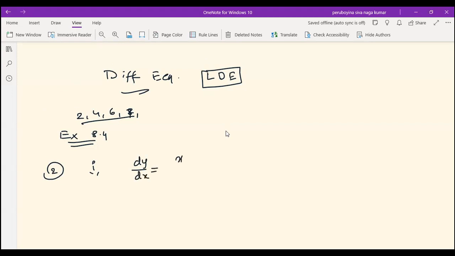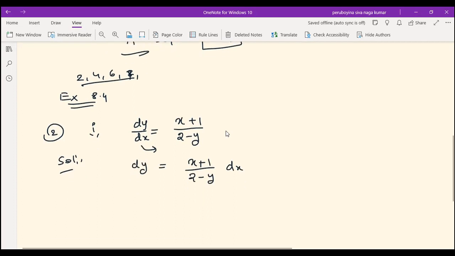dy/dx is equal to (x plus 1) divided by (2 minus y). So, first what you have to do is move this dx to the right side. dy is equal to (x plus 1) divided by (2 minus y) into dx. That means what we are performing in this step is separating dy always on the left side. Keep dy on the left side and dx on the right side.